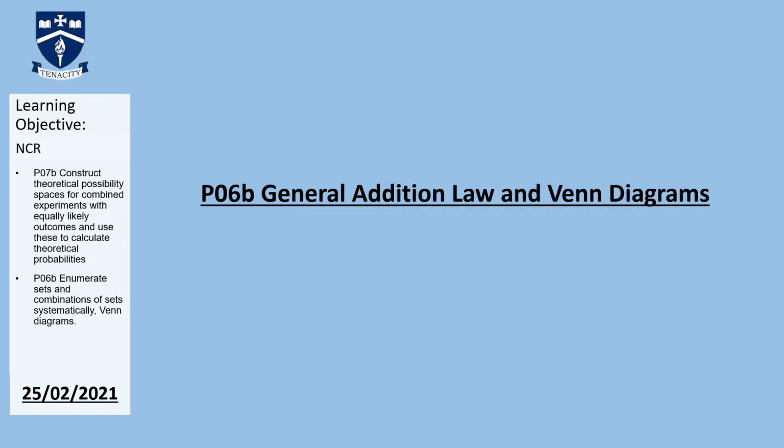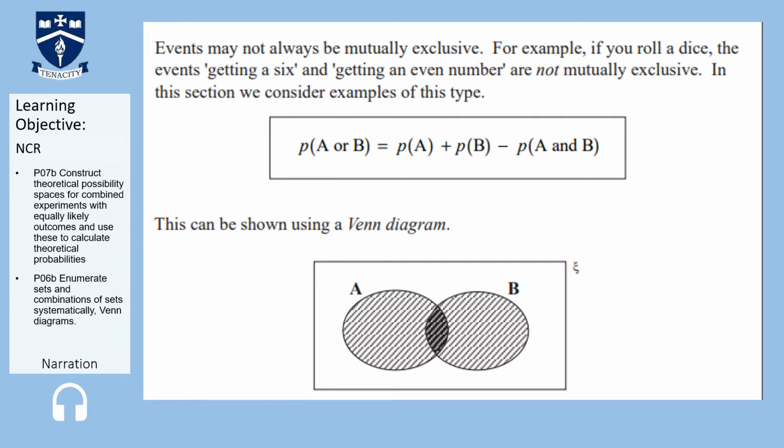So in this lesson we're going to look at the general addition law and Venn diagrams. Now, this relates to something called non-mutually exclusive events. Non-mutually exclusive events are events that can happen at the same time.